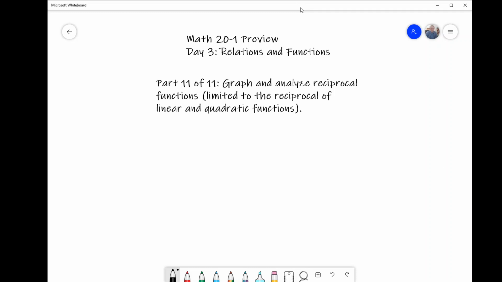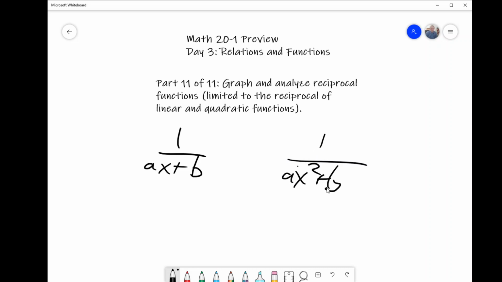The final topic in our preview is probably not going to be the final topic of the course. If we take a look at this particular outcome, graph and analyze reciprocal functions limited to the reciprocal of linear and quadratic functions, we are going to be looking at how to graph things like 1 over ax plus b and 1 over ax squared plus bx plus c. So the reciprocal functions more than the rational functions.